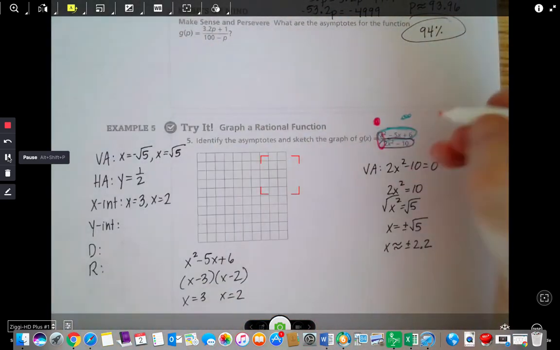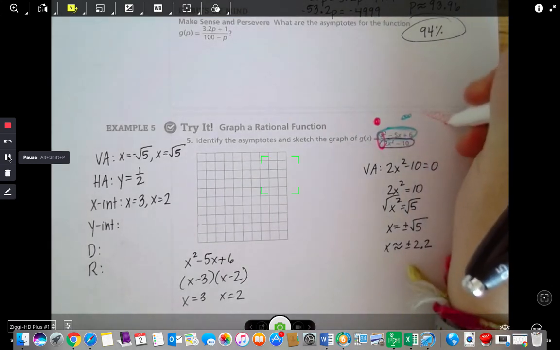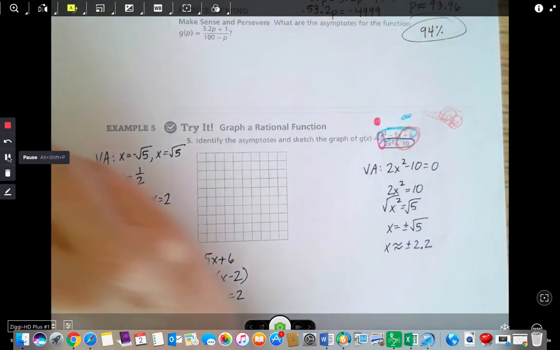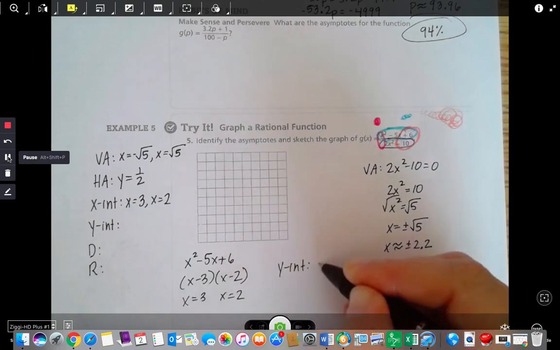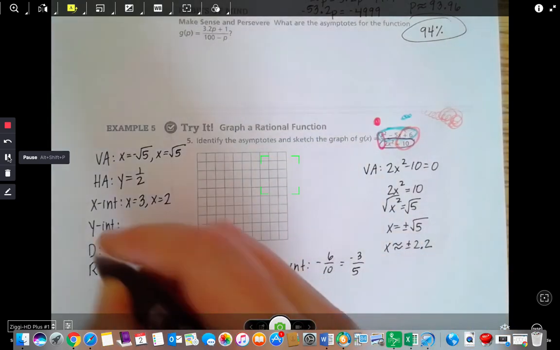Y-intercepts come from the constants at the end of my equations there. So my y-intercept would be negative 6 over 10, which simplifies to negative 3 over 5.